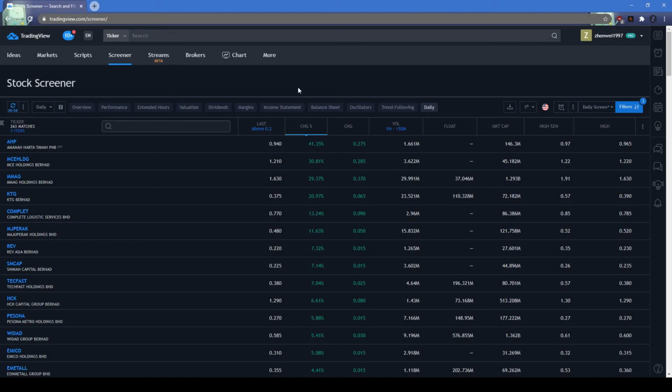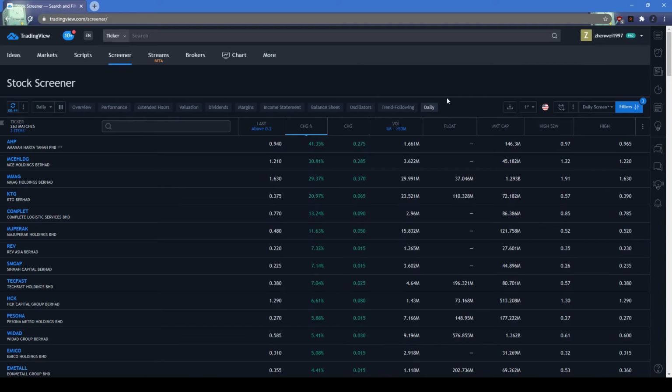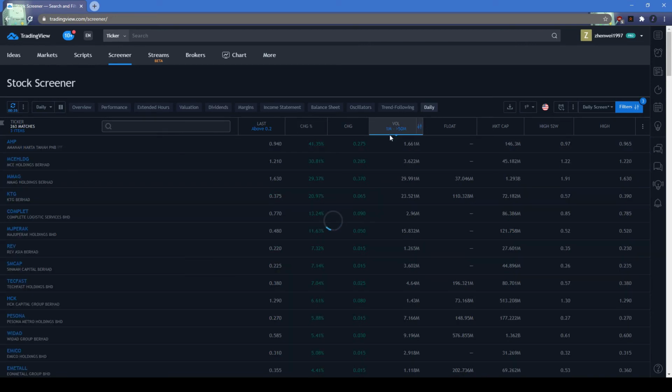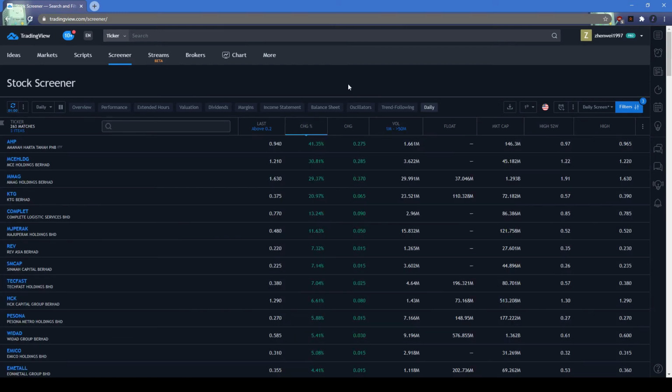For my stock screener, I actually use TradingView as well. They have quite a good screener, especially for the BURSA stock market. You can customize what you want to see, and for my daily screener, my filters are stocks that are above 20 cents with at least 1 million volume, and I usually look at the highest percent gainer of the day, and sometimes I also filter it by the highest volume of the day just to know which stock has the most players in it at the time.